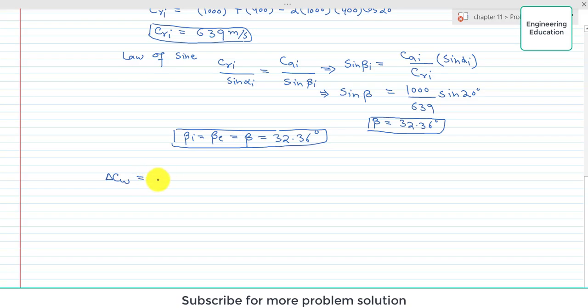When we have symmetrical blading and there is no shock, we have the expression for the change of whirl velocity, delta CW equal to 2 CRI cos beta. So putting the values, CRI is 639 and the value of beta is 32.36 degree. Simplifying this, we get the value of delta CW, which comes out 1080 meter per second.